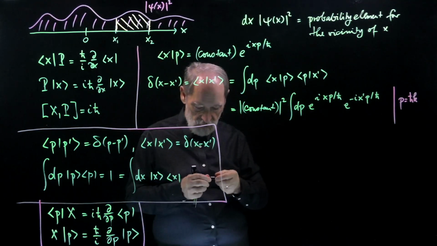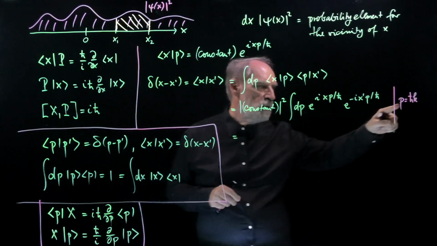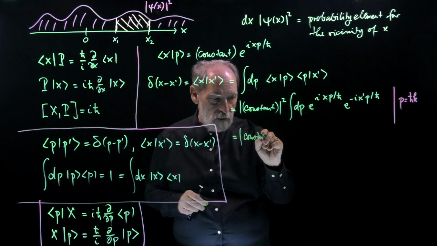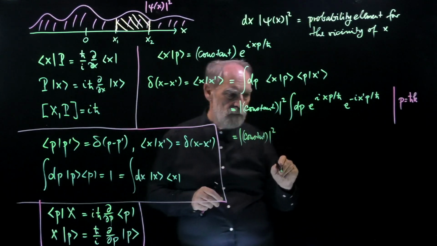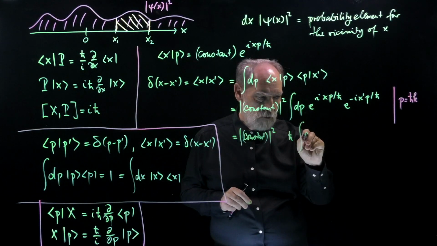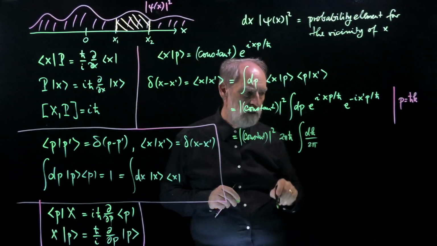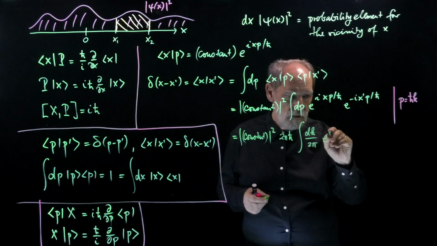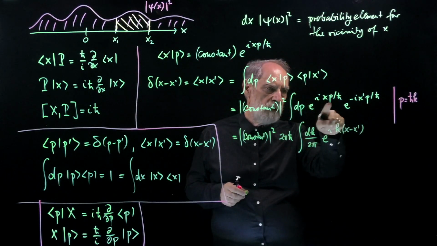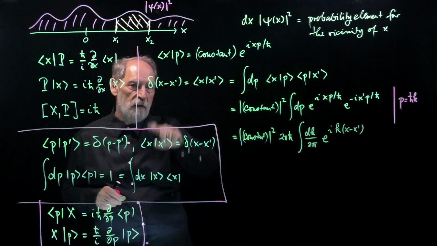And that gives us the following expression. So for the dp, we get a dk times h bar. So here is the constant squared. Then there is the h bar that I get from the dp. And then I have the integral over k. I will divide this by 2 pi and write a 2 pi factor here. And then we have e to the i k (x minus x prime). The kx from here and the negative kx prime from there. Here is the delta of x minus x prime.